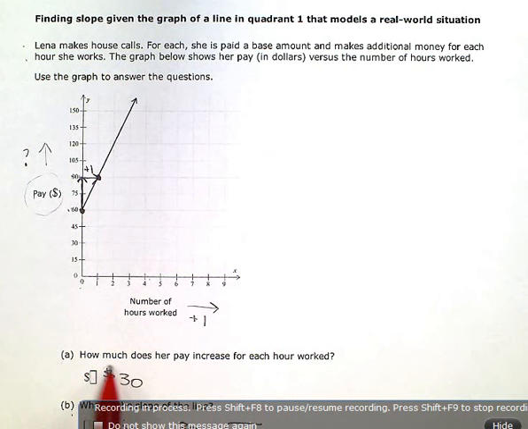We put the dollar sign on this one because it's in context, it's asking for her pay increase. When it's asking for just slope, we don't need the dollar sign, we can just put 30.